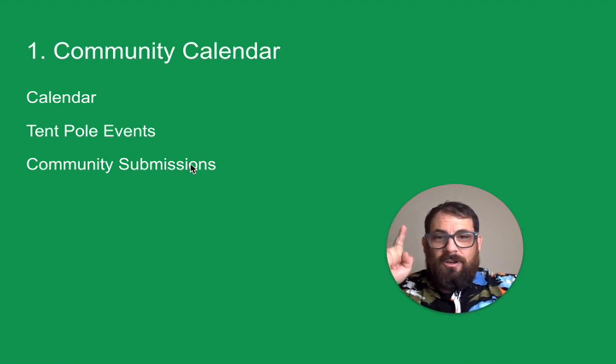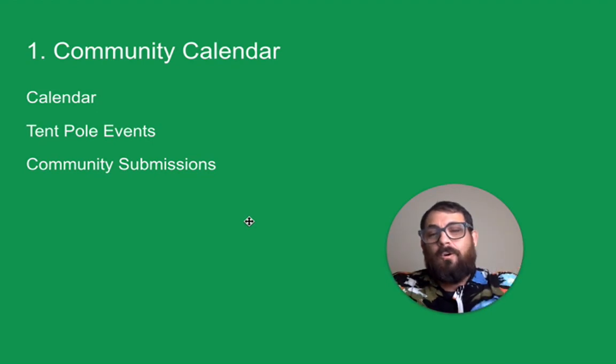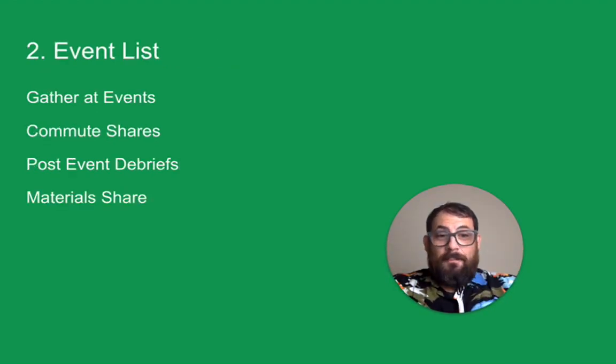But also, what you can do with Google Sheets that's really unique is you can have a Google form and have community submissions and say, hey, who in the community wants to host an event or knows about an event that's happening? Number 2, event list.